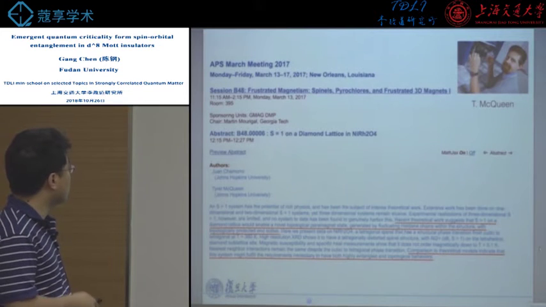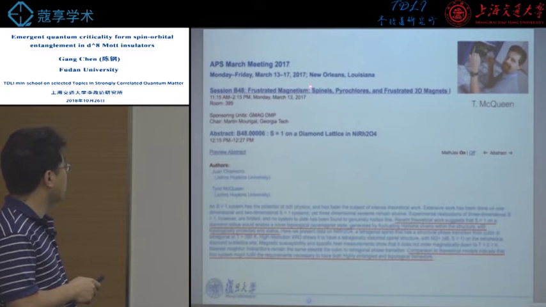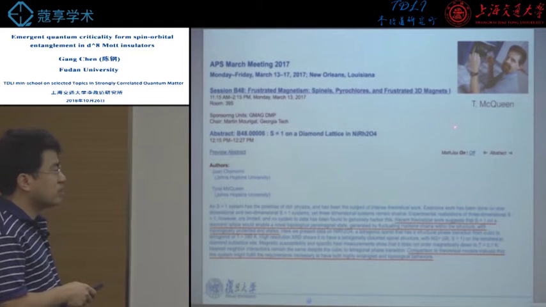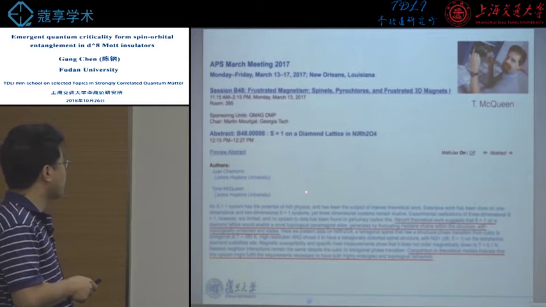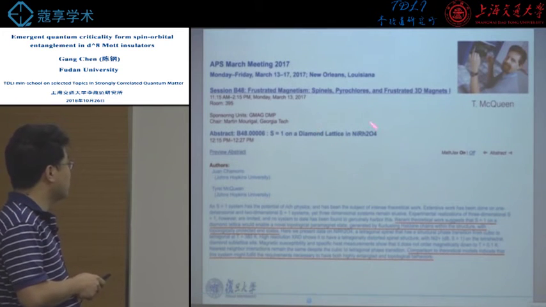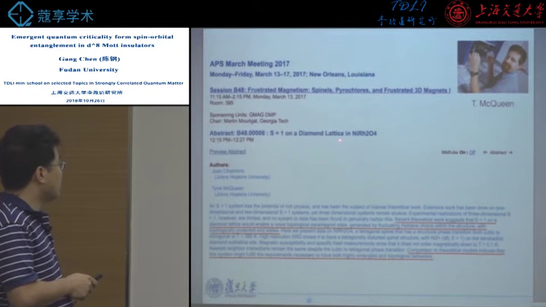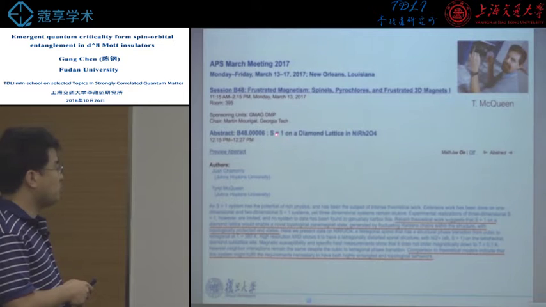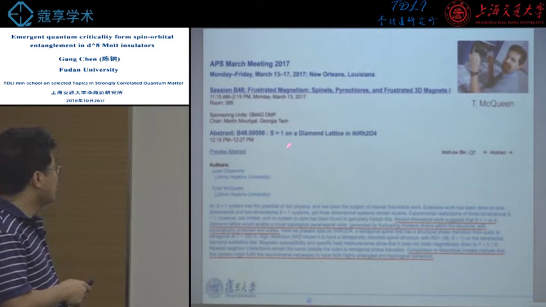So later on, in 2017, there was an APS March meeting abstract by people from Johns Hopkins, Tyrel McQueen, who is a material scientist who makes various magnetic materials. So he proposed this material, nickel rhodium oxide, where the nickel ions form a diamond lattice, so hosting a spin 1 degree of freedom.